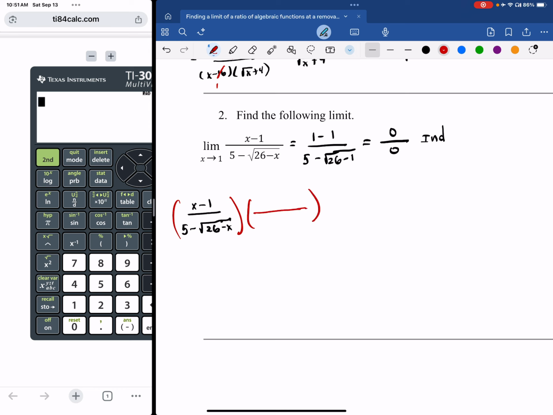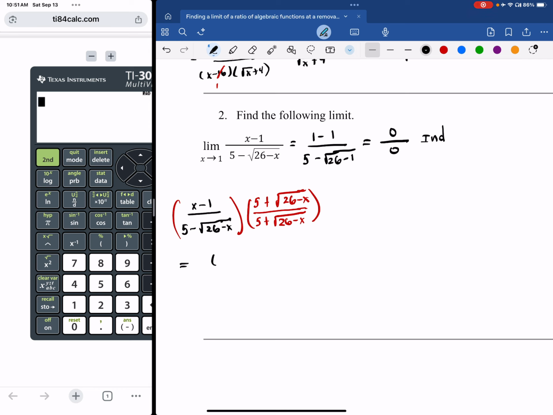The conjugate of the denominator is 5 plus the square root of 26 minus x. Again, the only thing I do is change that minus to a plus. If I multiply the denominator by that quantity, I have to multiply the numerator by that quantity as well. So there's my 5 plus the square root of 26 minus x. Again, the trick is do not FOIL out the numerator here. All you want to do is FOIL out the denominator.